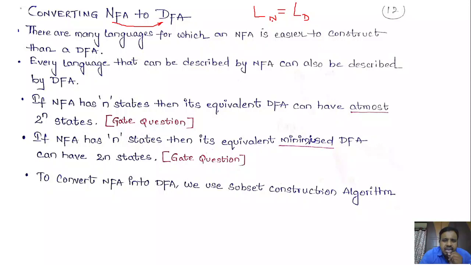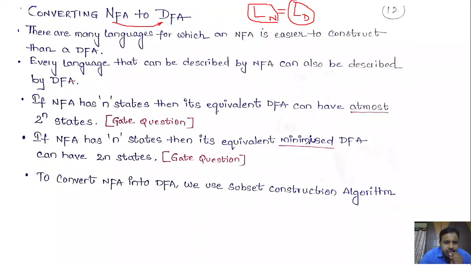So if N is an NFA and D is a DFA, how can we say that both are equivalent? If the language accepted by NFA is the same as the language accepted by the DFA, then we can say that both NFA and DFA are equivalent. For a language, we can construct the NFA as well as a DFA. Here we are going to discuss how to convert the given NFA into the DFA. For every NFA, there exists an equivalent DFA that accepts the same language.